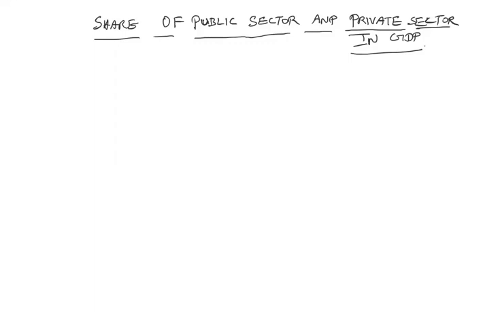In today's class, we'll check out what is the share of public and private sector in the GDP of the country. In the previous class, we discussed the sectoral contribution to national income. That is, what is the share of primary, secondary, and tertiary sectors, isn't it? So, apart from primary, secondary, and tertiary sectors, we should also know about the contribution made by the public sector and private sector in the GDP of the country.